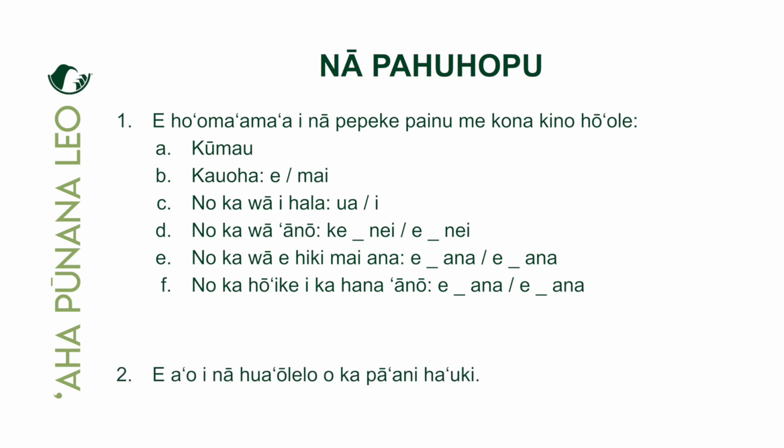And as usual, e aʻo i nā hua ʻōlelo o ka paʻani haʻuki. In this lesson, we're going to learn words for various types of sports. So we're going to incorporate that and review at the same time. So maikaʻi, this is going to be a quick review.